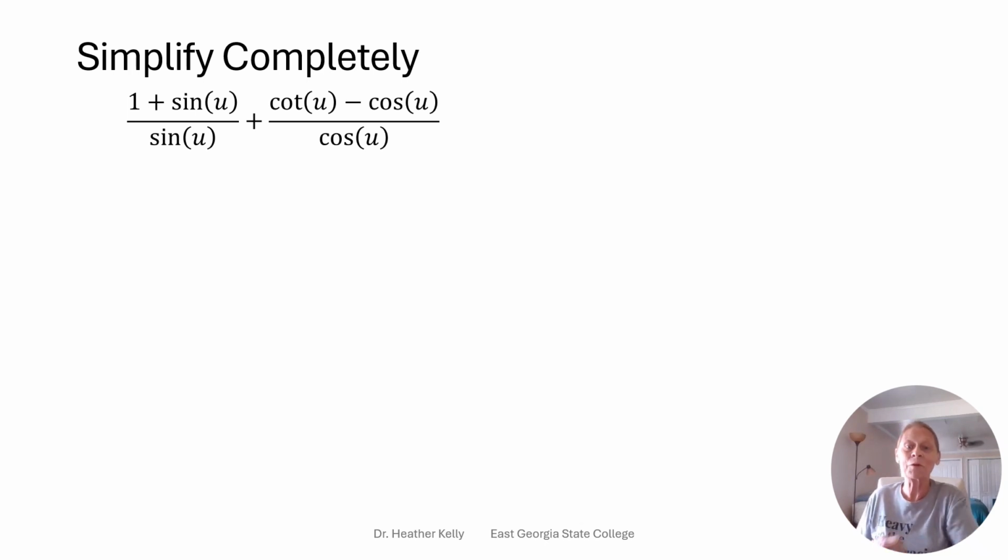Okay, here's another one. We're going to simplify this guy completely. Notice we have sines, we have cosines, and we have cotans. So we're going to have to turn that cotan into sines and cosines and see if there's something that we can do with this. So let's get started here. I get to just write.